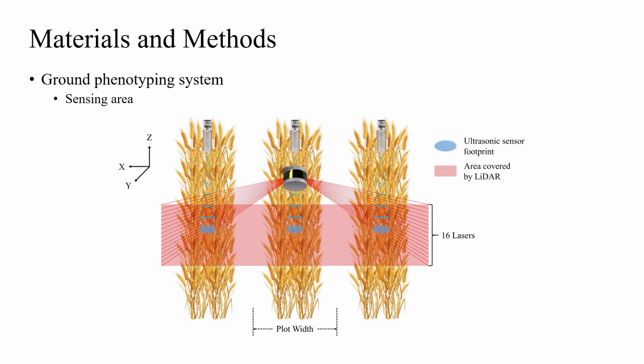As mentioned previously, the ground phenotyping system could scan 3 plots simultaneously. Each ultrasonic sensor was responsible for 1 plot, and the LiDAR was responsible to measure 3 plots at once. The figure here shows the approximated sensing areas of the ultrasonic sensors and LiDAR, and a relevant concept, plot width, which was defined as the distance between the centers of 2 adjacent alleyways.